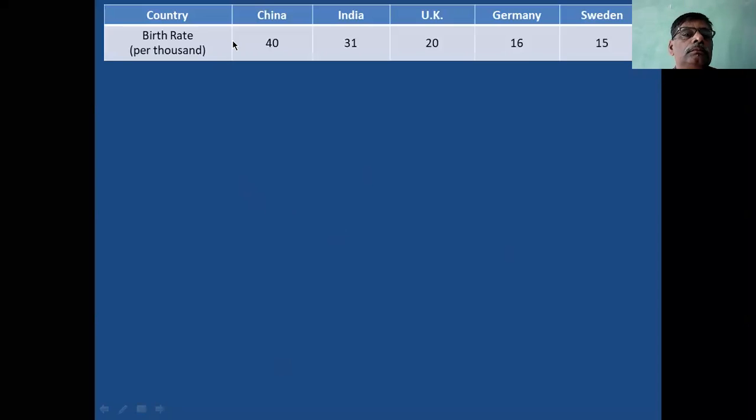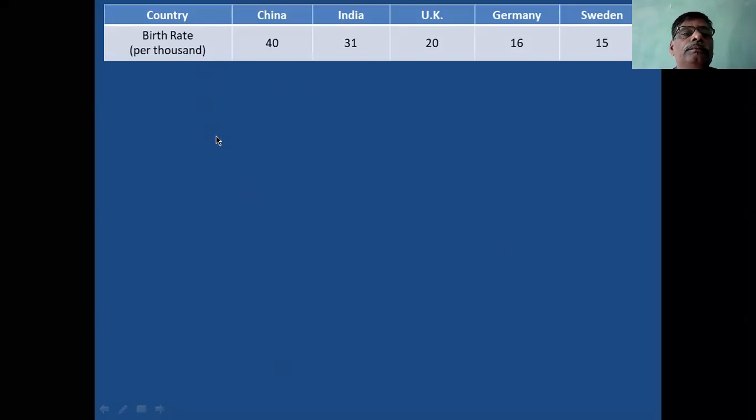Okay, today we see additional examples based on diagrams and graphs. First, we see one example based on a simple bar diagram. Okay, this is the problem.